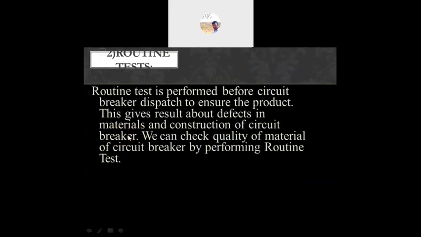The routine test is performed before the circuit breaker is dispatched and shown as a product. This gives the result of any defect. Is there any defect in the material or not? That will be done in this type of test.